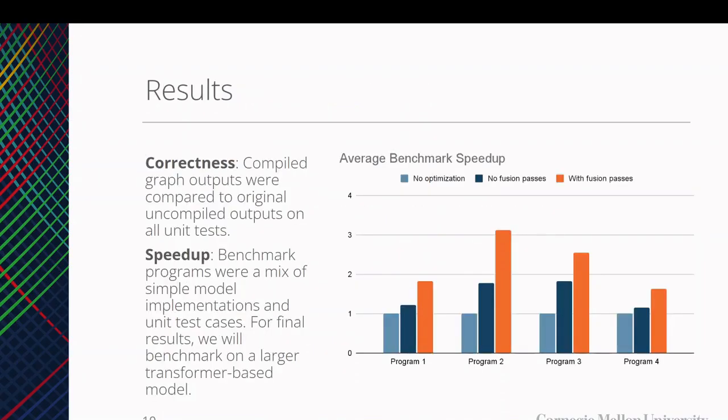Briefly, we show preliminary results. We check correctness against our pre-optimization output, and in our graph, here we see notable final speedups on selected test programs after all of our optimization passes. We also plan on benchmarking later on larger transformer-based models.